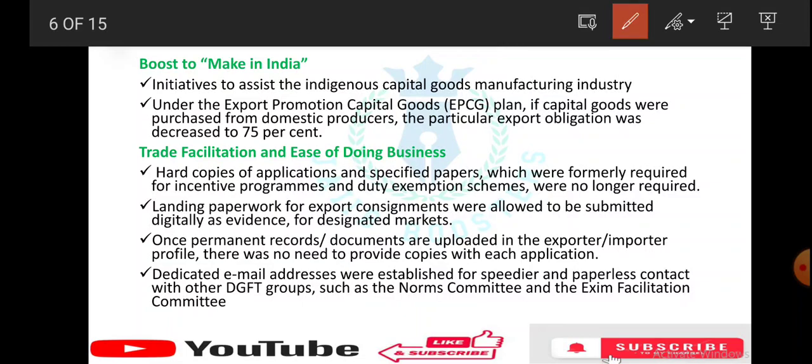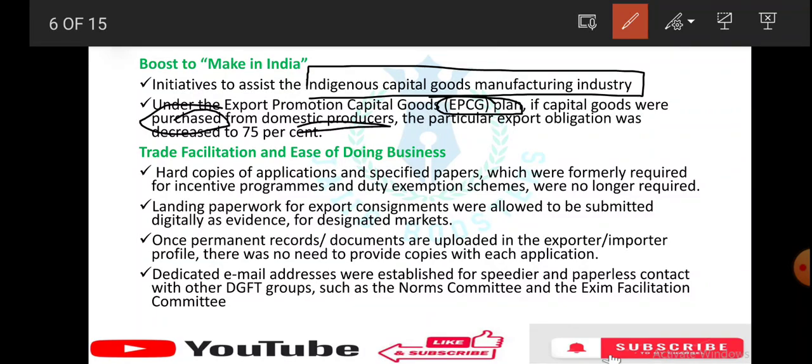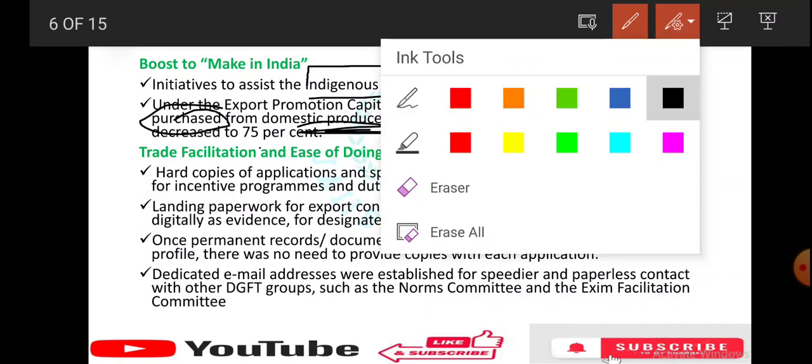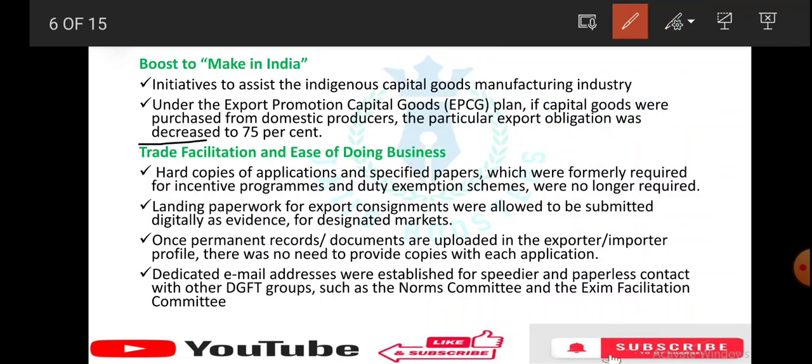Boost to Make in India. Initiatives to assist the indigenous capital goods manufacturing industry. Also under the EPCG plan, which is the Export Promotion Capital Goods plan, where capital goods were purchased from domestic producers, the particular export obligation was decreased to 75%. Here is a decrease to 75%.